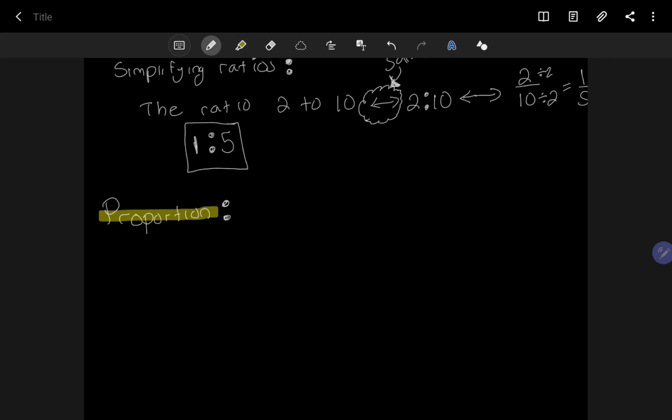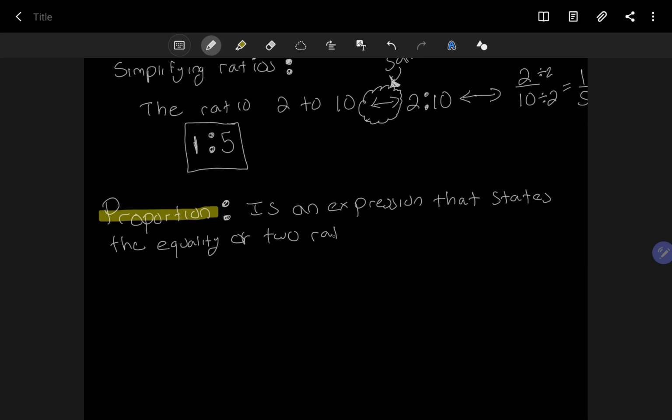So for a proportion, a proportion is an expression that states the equality of two ratios.